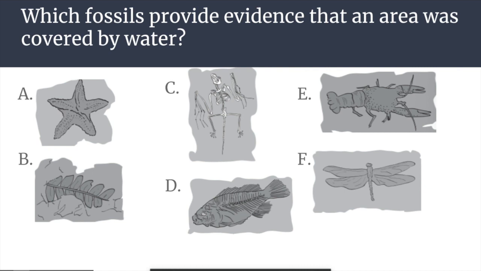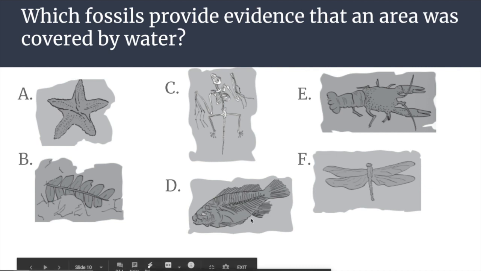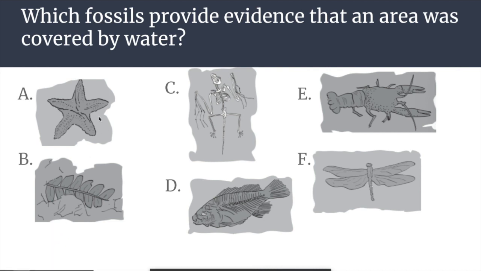Let's look at our next question. We have 6 different fossils that were found. Which of these fossils provide evidence that an area was covered by water? You can pick 3. Is it the starfish, the leaf fern, the skeleton of a dinosaur, the outline of a fish, the lobster, or this dragonfly? Pick the letter on Edpuzzle that matches the picture.